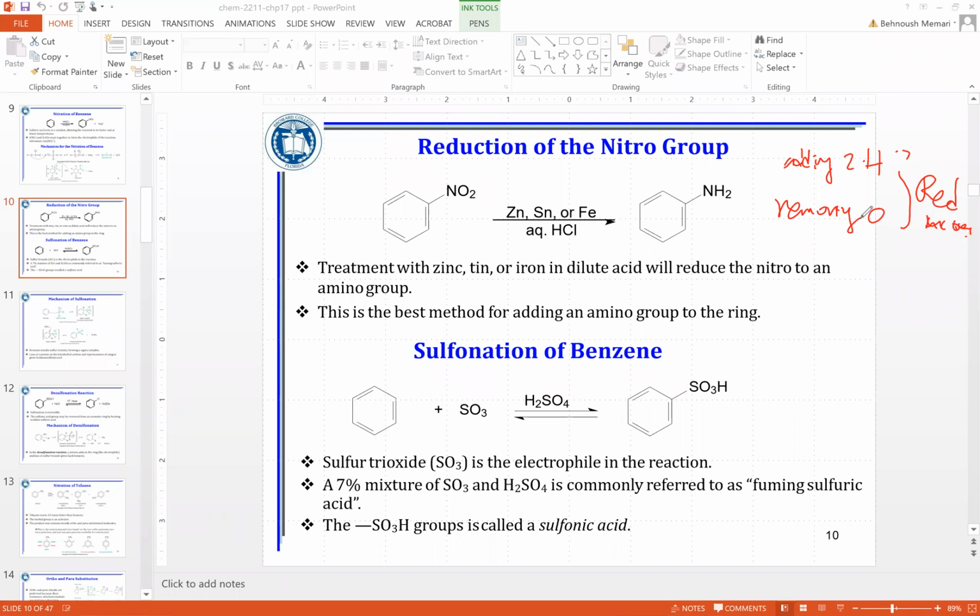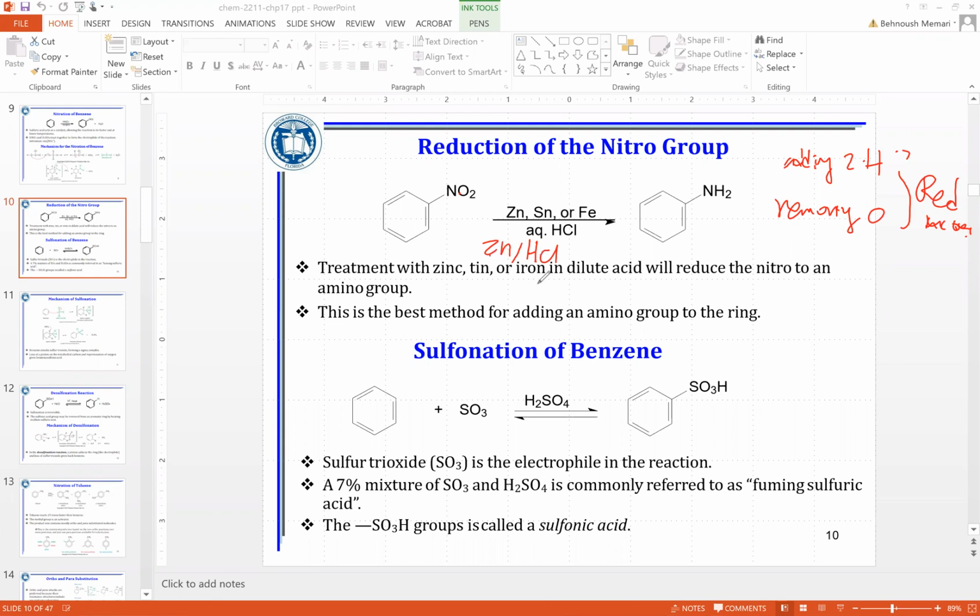So if you have a strong reducing agent, you can remove oxygens and add hydrogen. This is like a 3-step reduction. You're removing 2 oxygens and adding 2 hydrogens. So you have to use a strong reducing agent. The strong reducing agents that you're using here are zinc mixed with HCl. Okay, you don't have to add all of them at the same time.